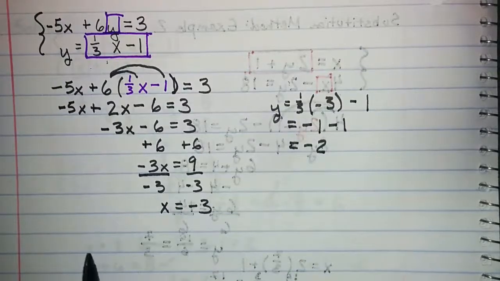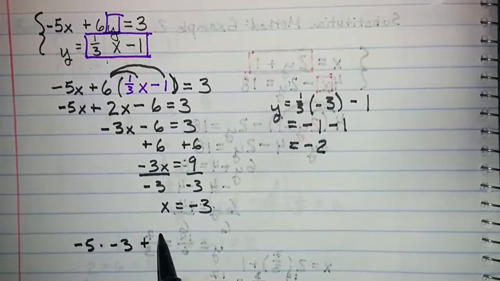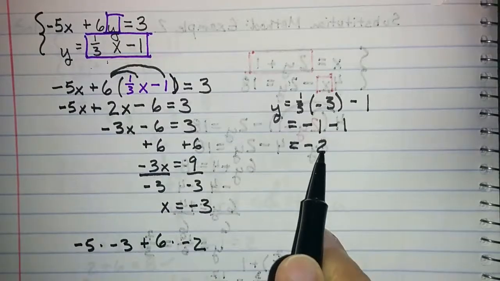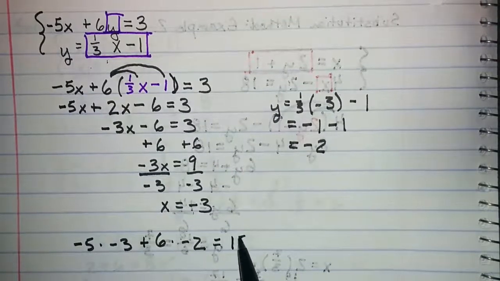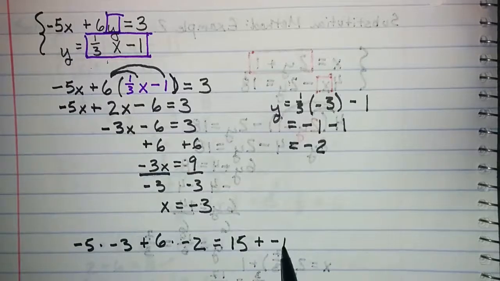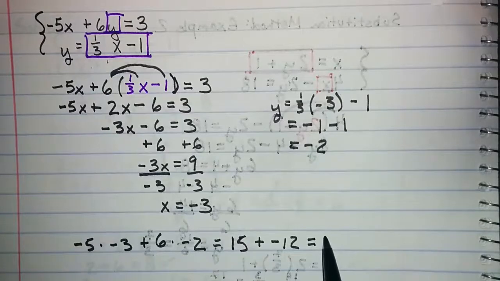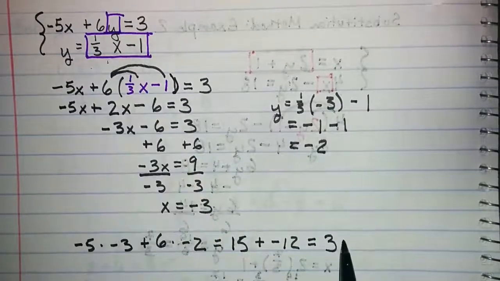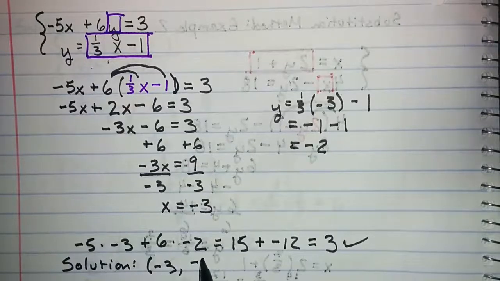Did that work? Negative 5 times negative 3 plus 6 times negative 2 equals negative 5 times negative 3 is positive 15. 6 times negative 2 is negative 12. 15 plus negative 12, that's 15 minus 12, or 3, which is what we hoped we'd get. So yes, our solution is negative 3, comma, negative 2.